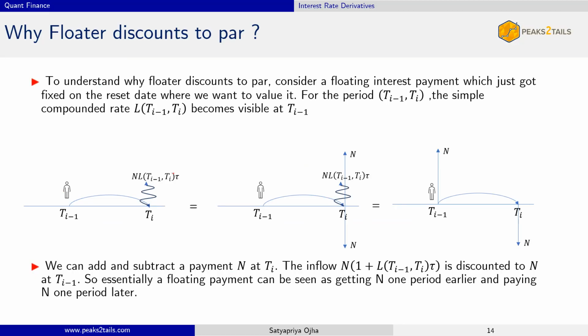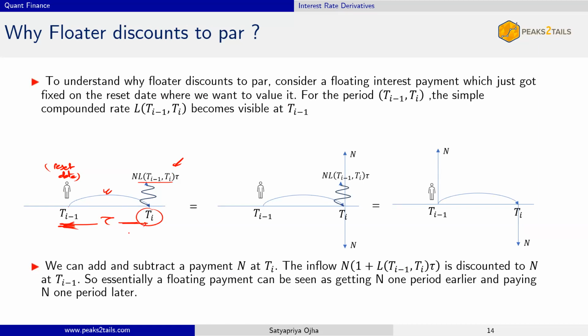To understand this, consider a single floating rate payment. So you're standing here, Ti minus 1. That's a reset date. Reset date means that this rate becomes known. This rate, which is L Ti minus 1 to Ti, the rate between Ti minus 1 and Ti, becomes known on the reset date. So your floating payment that you are supposed to receive at Ti is given by notional times rate times year fraction, tau. Tau is the distance between these two points. Now this is known.